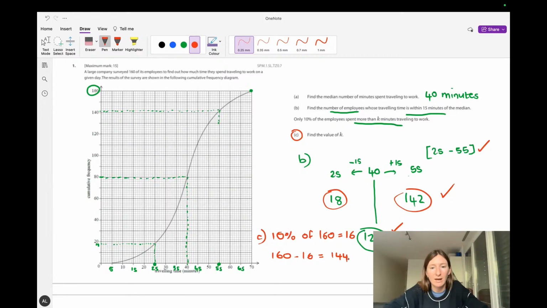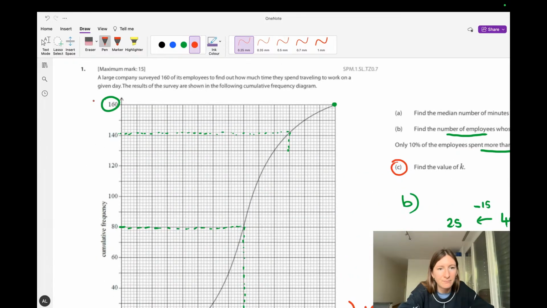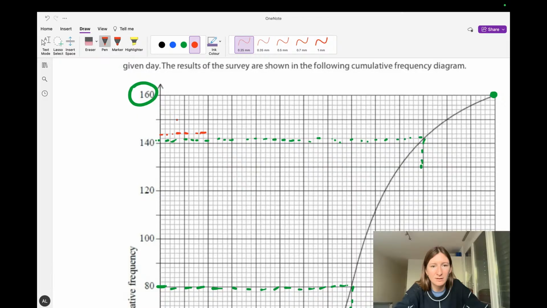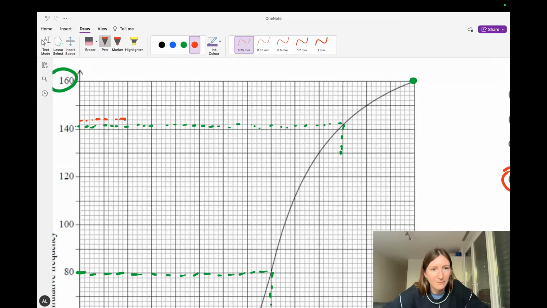So we want when 144 of the employees spend more than that amount of time traveling to work. So let's look at 144. That's 150 there, so 144 is there too. This is difficult, it's very small. Am I still on the right one? 142, no, 144. I hope I'm still on the right one.